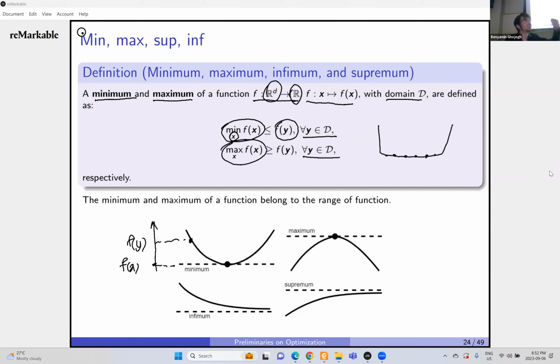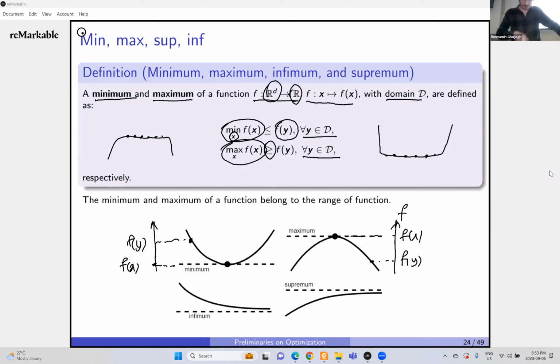When for all of the points in the domain, the function value is greater than or equal to, like this. This is f of x. This point is f of y. f of x is greater than or equal to f of y. Why greater than or equal to? Because all of these are maximum. I think minimum and maximum are obvious. But usually, I don't know why, when people hear supremum and infimum, they get scared. It's very easy.